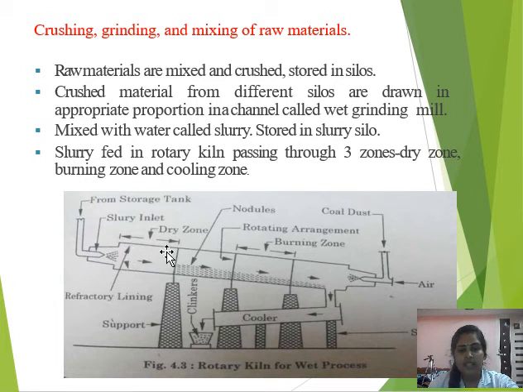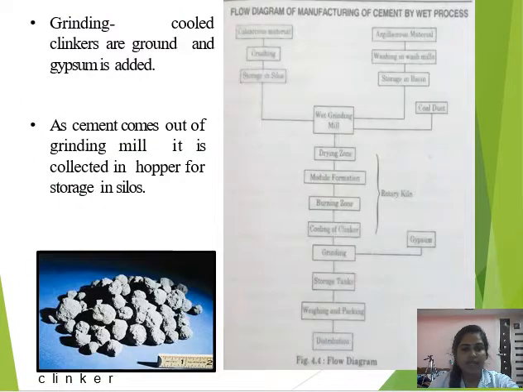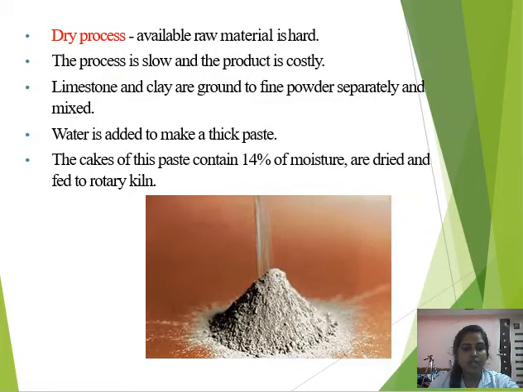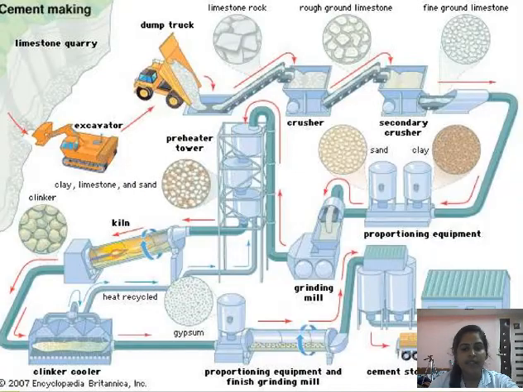After cooling, clinker is formed. The kiln is a cylindrical drum, and the refractory lining is made to avoid the heat. During the grinding process, gypsum is added. Then it is stored in silos. The temperature of this kiln is 1400 degrees Celsius to 1500 degrees Celsius.